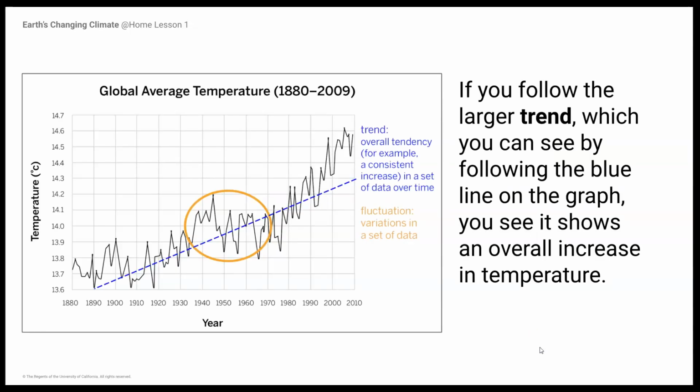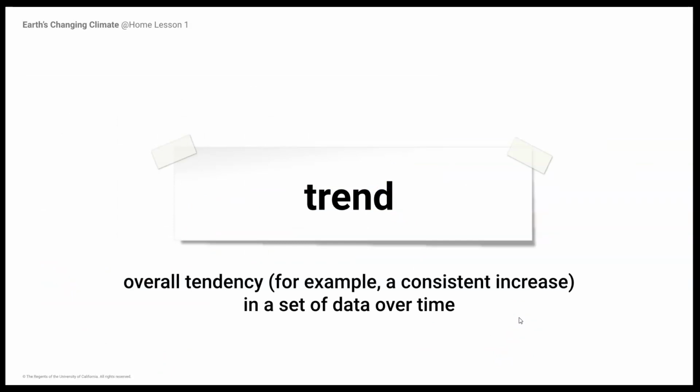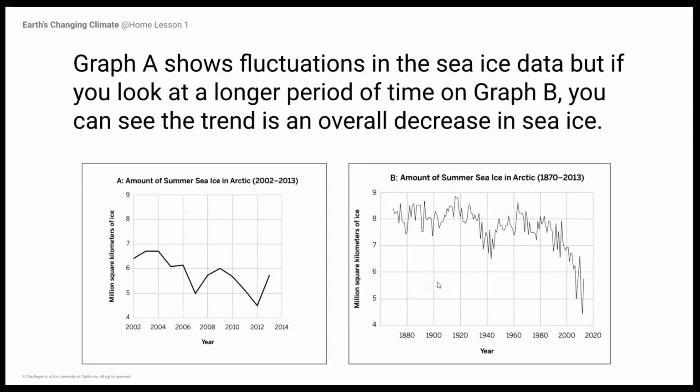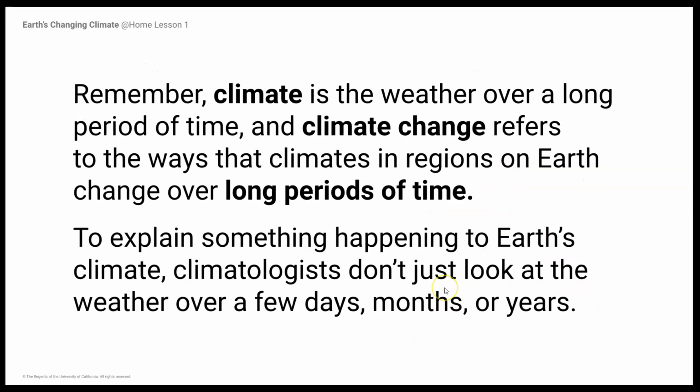If you follow the larger trend, you can see that the blue line on the graph shows you an overall increase in temperature. So if we look at everything, we see that it actually is going up. We see an overall trend that is increasing. So it's the tendency, for example, the consistent increase in a set of data over time. We know that graph A shows fluctuations in the sea ice, but if you look at a longer period of time on graph B, you will see that the trend is an overall decrease in sea ice. This is looking specifically at the sea ice.